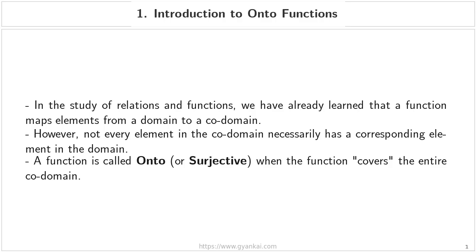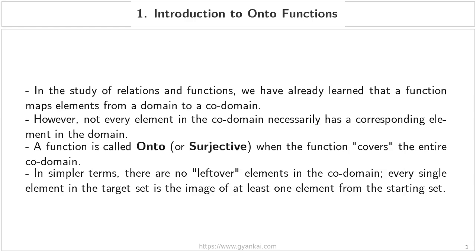When a function is structured in such a way that it covers the entire codomain, we call it an onto function, which is also known by the mathematical term surjective. To put this in simpler terms, in an onto function, there are no leftover elements in the codomain. Every single element in the target set must be the image of at least one element from the starting set. Now that we have this conceptual overview, we will move forward to the next slide to examine the formal mathematical definition and the critical difference between the codomain and the range.